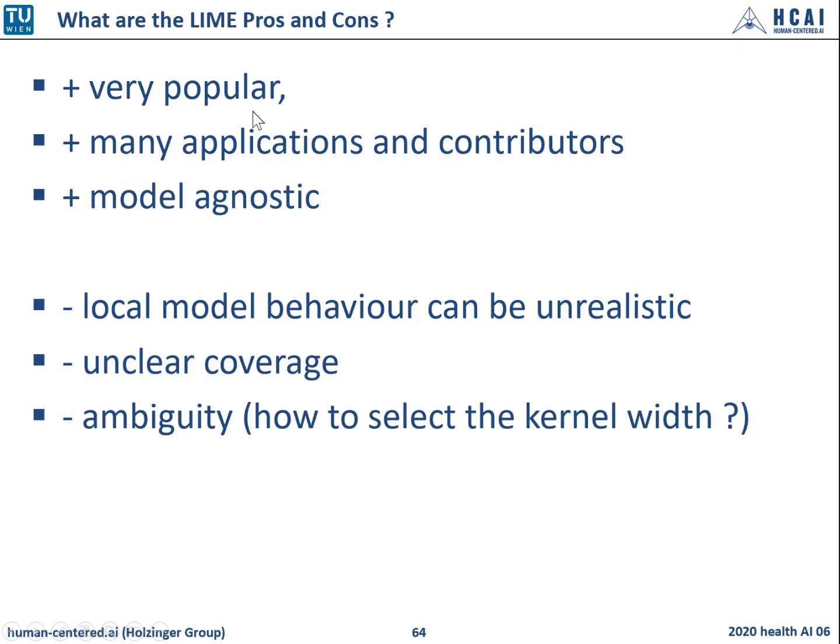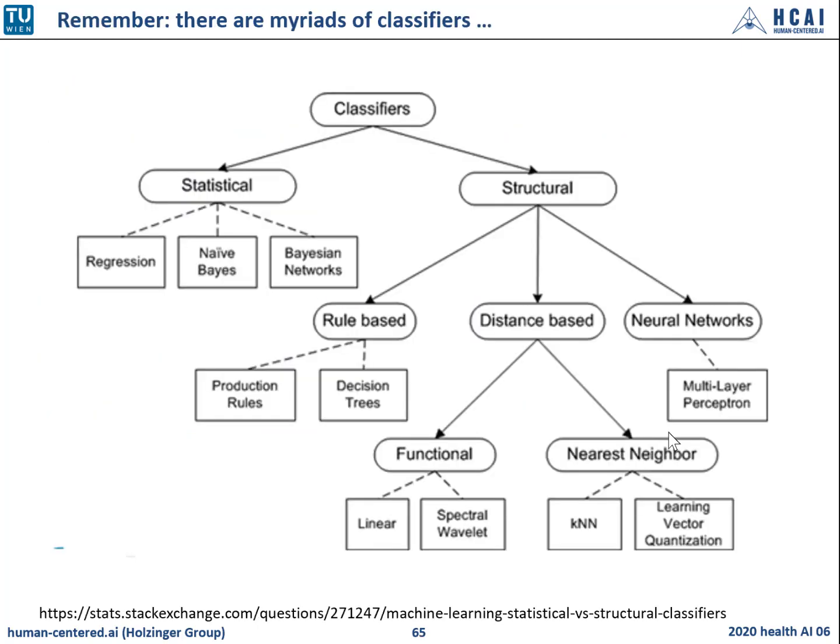Yeah, what are the LIME pros and cons? Very popular, many applications, contributors, model agnostic, as we have learned. Minus is local model behavior can be unrealistic, of course. Unclear coverage and ambiguity. How to select the kernel width. This is a big problem with it. But LIME is one of the most popular libraries with over 5,000 stars on GitHub. So it's really very cool.